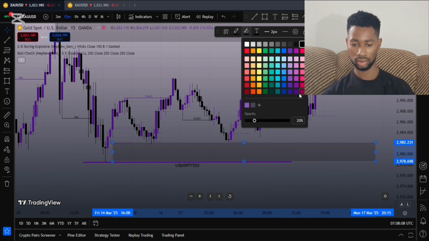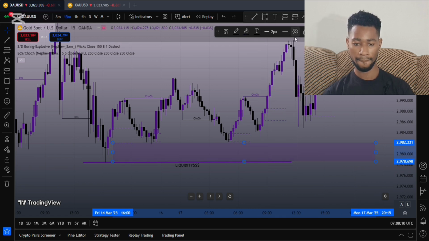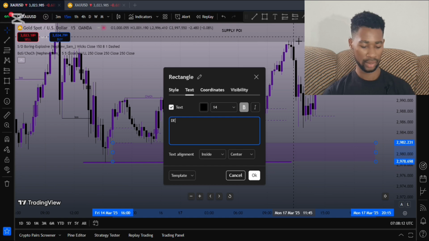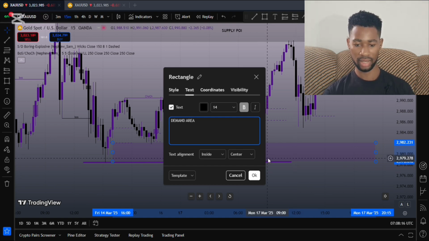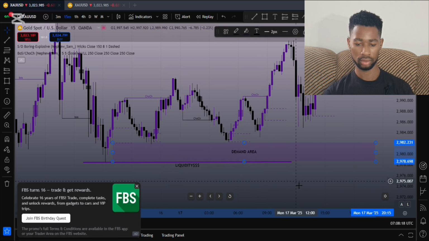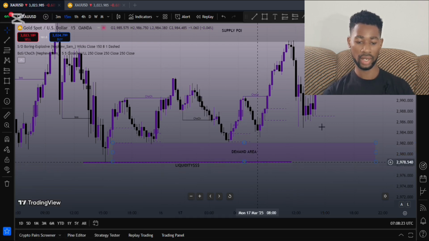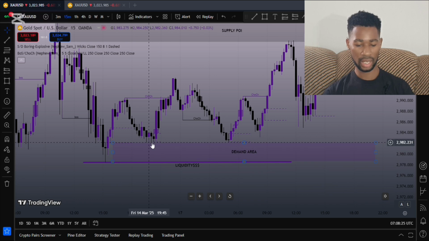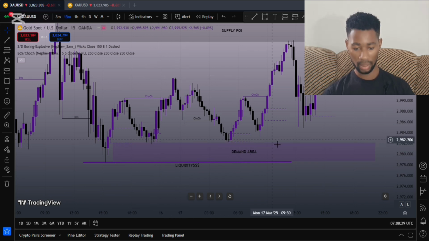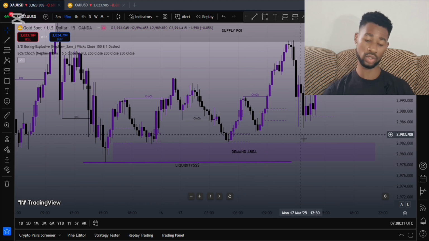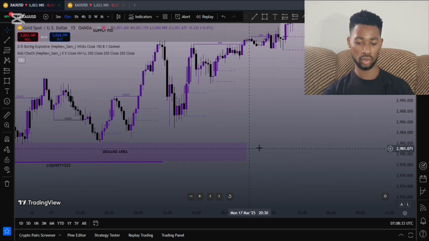So I'm going to change the color and name this demand area. All right, perfect. That's it. We have the demand area. So price still came back to tap there and respected it. It came back, tapped there, respected it, went up, tapped it again. Okay, it didn't tap it the second time, but it was close, and then kept going up.